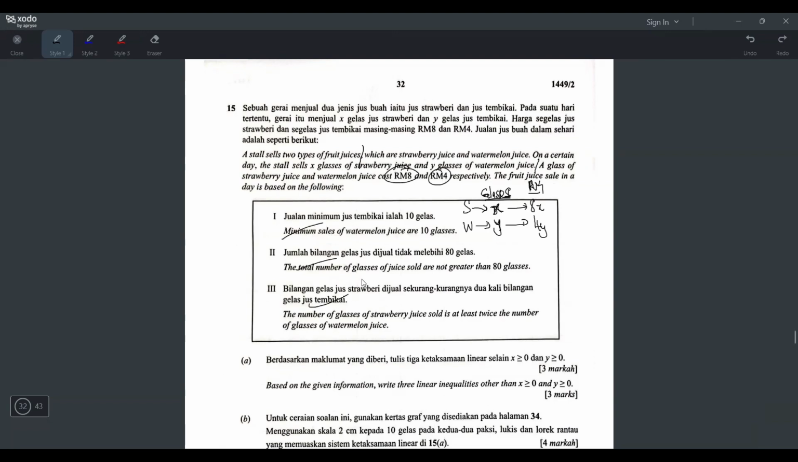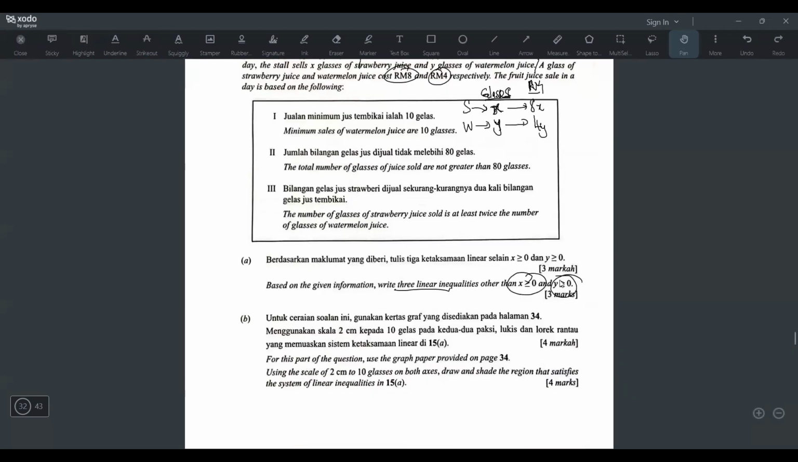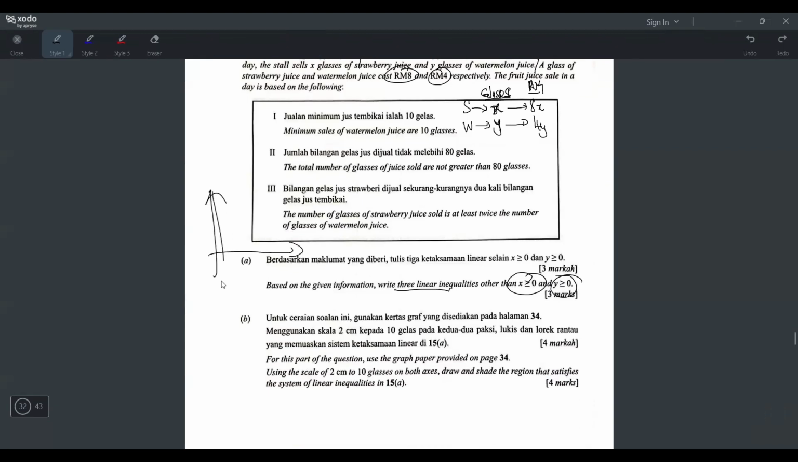Now this says the fruit juice sale in a day is based on the following 1, 2, 3. And part A says: based on the given information, write 3 linear inequalities other than x bigger than 0, y bigger than 0. Why do they say x bigger than 0, y bigger than 0? Because x and y represent number of glasses. Number of glasses mana boleh negative, right? So mesti positive. So later when you draw your graph, everything is positive. Tak boleh ada shaded region dekat sini, because everything is positive.